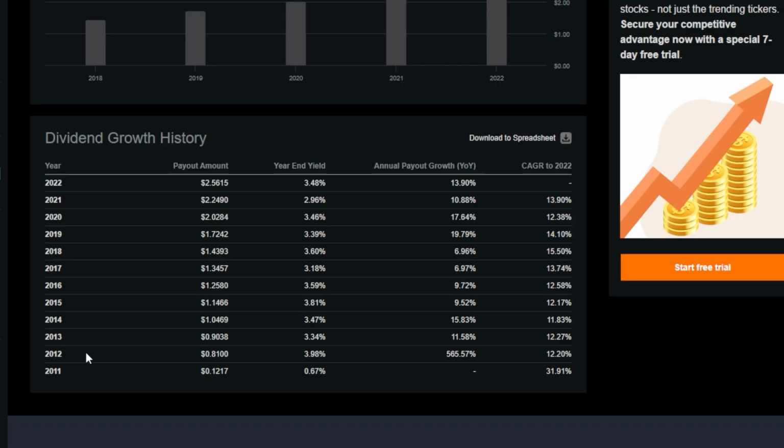To be more specific, looking at SCHD's dividend growth historically, back since 2013, there was an 11% increase in annual dividend payout. The next year, a 15% increase in annual dividend payouts. The next year after that, 9.5%, 9.7%, 6.9%, 6.9%, then 19, 17, 10, and then as of last year, 13.9% of annual payout growth.